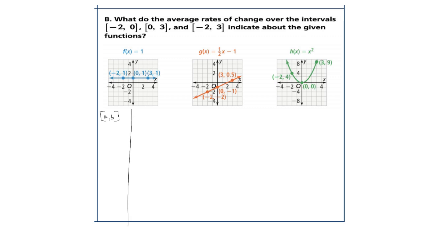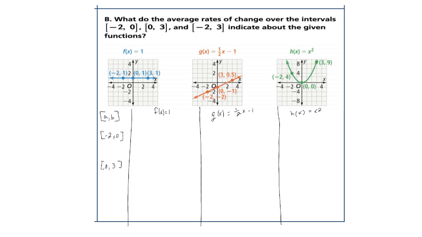Then I'm going to solve for my f of x equals 1, my g of x equals 1/2 x minus 1, and my h of x equals x squared. And then the intervals we're looking at is the average rate of change from -2 to 0, from 0 to 3, and from -2 to 3.